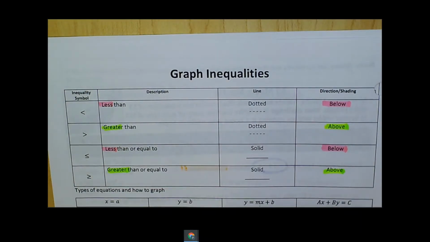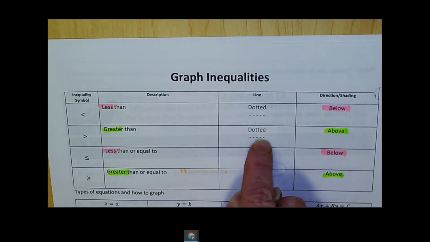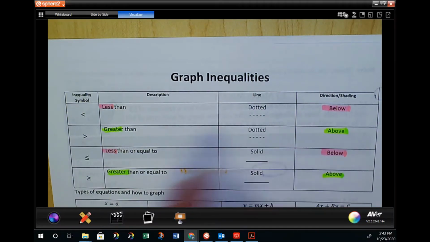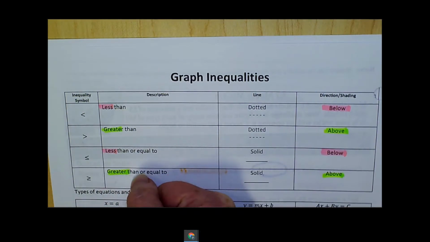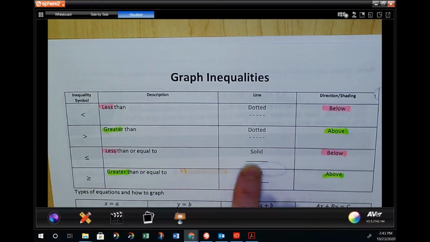Okay, so we're going to graph inequalities. Some things that are really important: if there's no line under the inequality sign, then you're going to have dotted lines. When it says greater than or equal to or less than or equal to, and there's a line under that inequality, that means it's going to be a nice solid line.